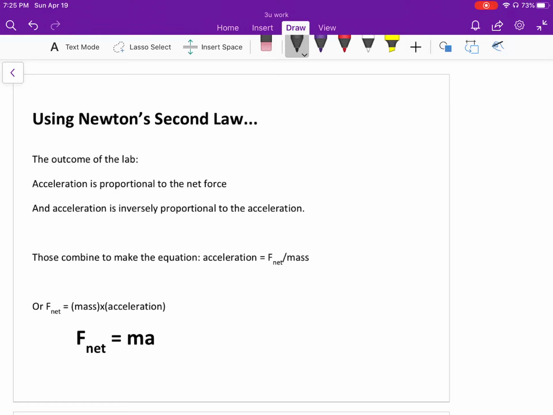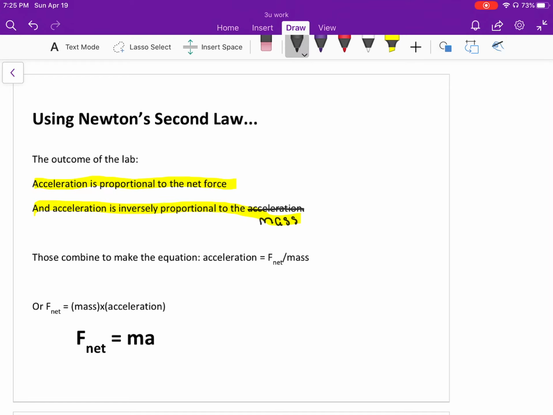We're going to do some problems using Newton's second law. First of all, Newton's second law, hopefully it came up in the lab. Acceleration is proportional to the net force acting on something. That was one part of the lab. A little typo here I didn't catch in time. This is supposed to say acceleration is inversely proportional to the mass. That was the second part of the lab. That was why you had to do that weird 1 over a graphing.